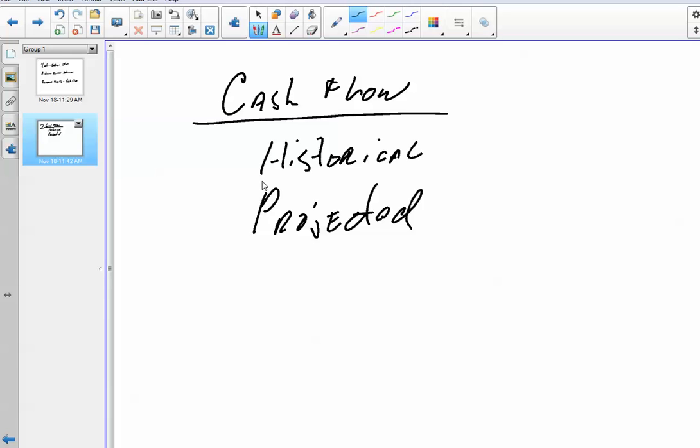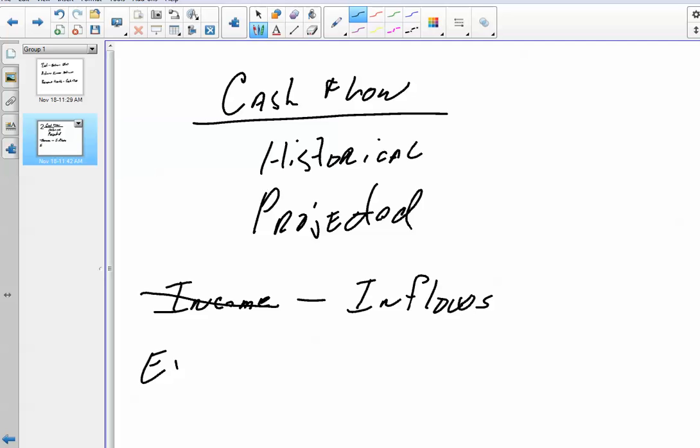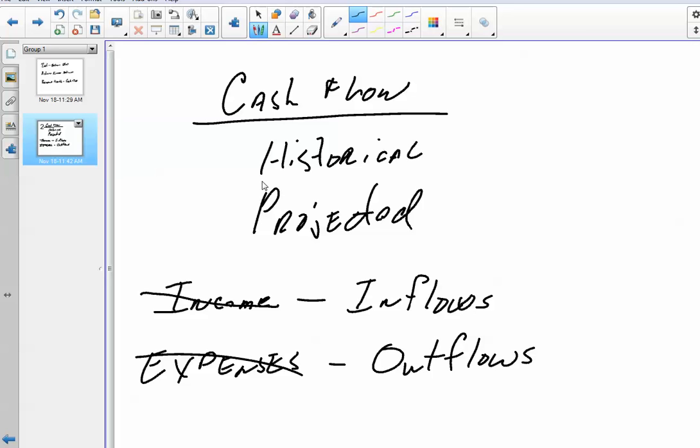In a cash flow, it's important to realize that we don't want to use the word income anymore. Okay? That's not what we want to do. We want to call it inflows because we're talking about anything that represents money into the business. We don't want to use the word expenses anymore in a cash flow. What we want to use is outflows because it's anything that money flows out of the business.